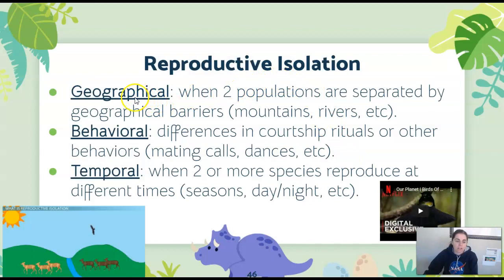Okay, so here are the definitions of those. Geographical is when 2 populations are separated by geographical barriers like mountains or rivers. Behavioral is differences in courtship rituals or other behaviors, mating calls, dances, etc. And then temporal is when 2 or more species reproduce at different times, either seasonally or day versus night. And this one here shows you had 2 organisms, that was one population, but now there's this river in between and now they've separated by color. It's just one of the variations that they've had.